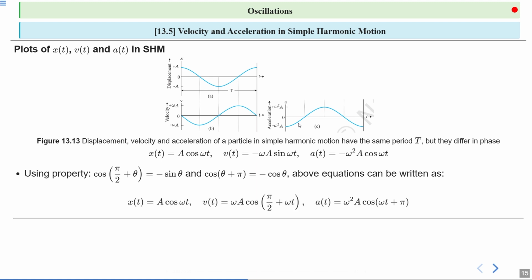x of t is equal to A cos omega t, v of t is equal to omega A cos of pi by 2 plus omega t, and a of t is equal to omega square A cos of omega t plus pi. Alright, in other words, when displacement is at its maximum, acceleration is at its minimum, and vice versa. This phase relationship is fundamental to understanding how energy moves back and forth in a system.